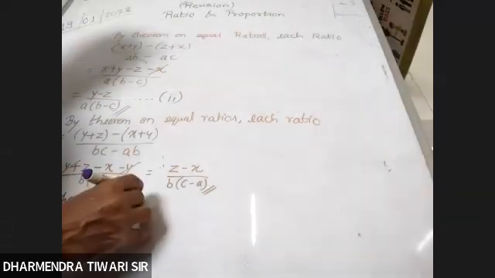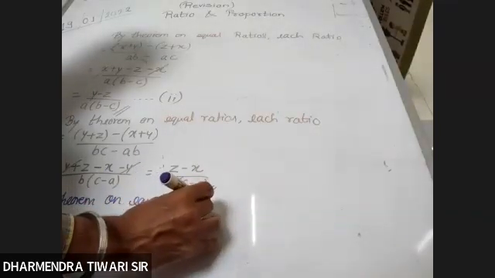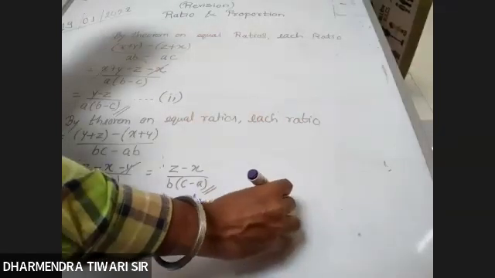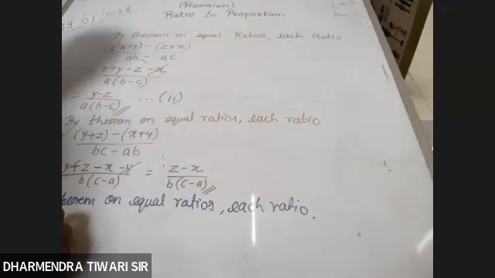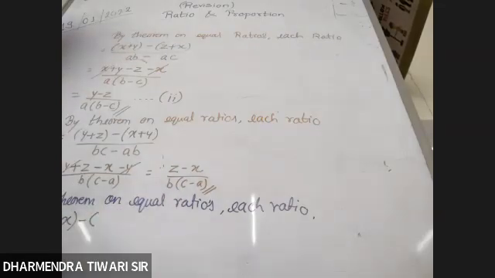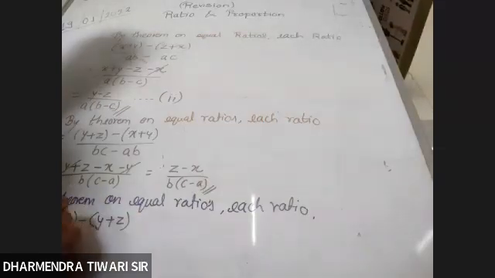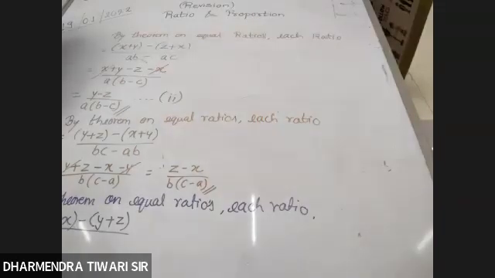By theorem on equal ratio, each ratio. Now you should say what we are going to select. The requirement is of x minus y, so select those two terms in which we are having z common, the first and second term. And x is positive, means second first. And then the first one: z plus x minus y plus z. What is the value of z plus x? It is ca. Minus y plus z is bc.